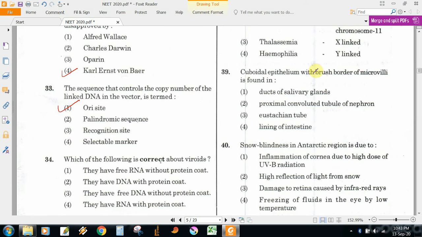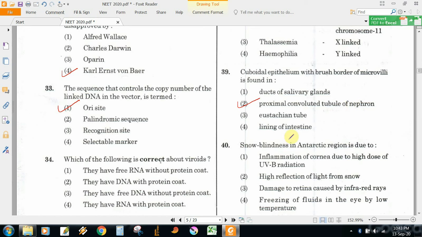Cuboidal epithelium with brush border of microvilli is found in ducts of salivary glands, proximal convoluted tubule of nephron, Eustachian tube, and lining of intestine. So it is the proximal convoluted tubule of nephron, the PCT of nephron.